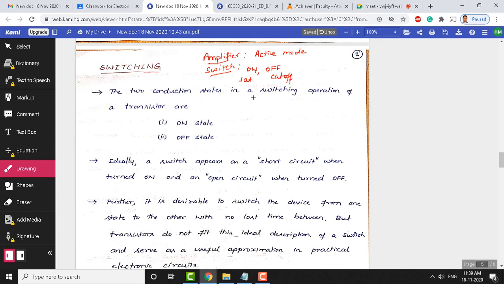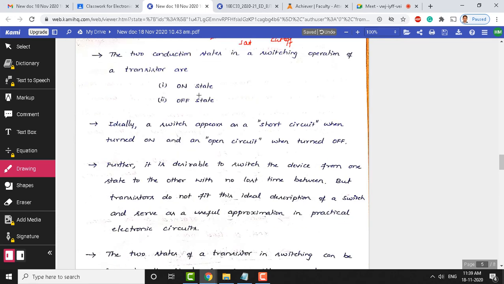The two conduction states in the switching operation of transistors are the on state and the off state. A BJT can be used just like the mechanical switch you see in your home appliances. That is a mechanical switch, and this is going to be an electronic switch. The turn on and turn off time of a mechanical switch is very large, whereas in an electronic switch you can move between the on state and off state in a fraction of a second, at electronic speed, especially in nanoseconds. Therefore, the BJT is a fast electronic switch compared to a mechanical switch.